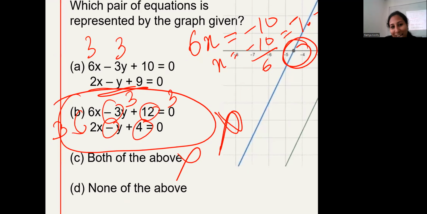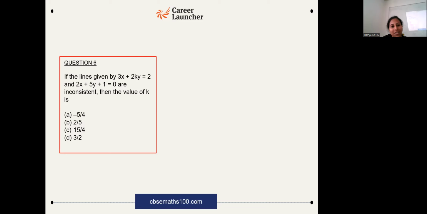Yes, condition for inconsistency. Which is the condition for inconsistency? 3x plus 2ky equals to 2x plus 5y plus 1 equals 0. Parallel lines, no solutions. Correct. Inconsistent means no solutions. So what's the answer here?